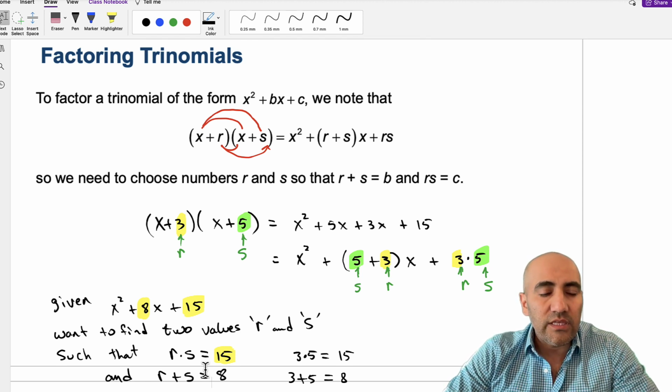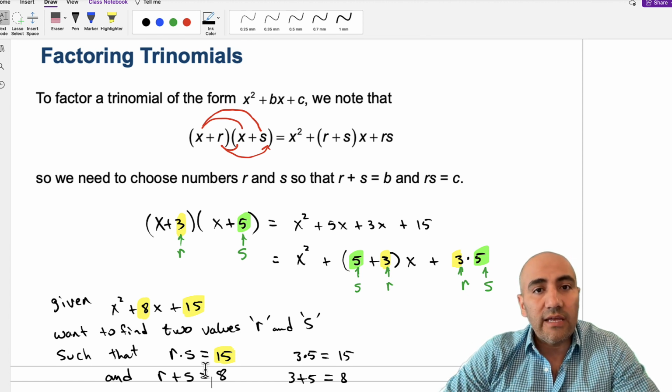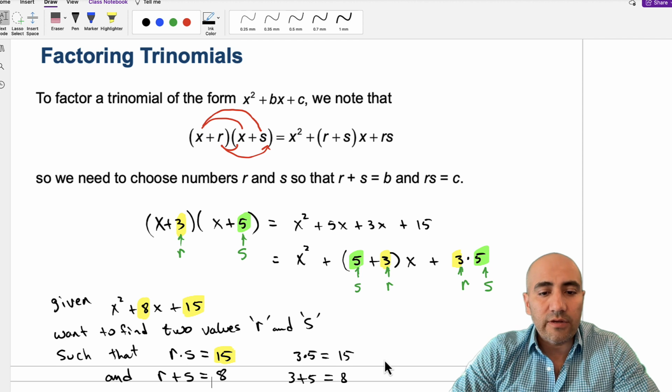Again, your author picks some nice polynomials that work out nicely. This process really only works as long as those numbers are manageable, so you can find the two numbers that multiply to 15 and add to 8. If it's a really difficult one, then it would be kind of hard to do it this way, so we might have to use a different technique. Okay, let's look at another example.